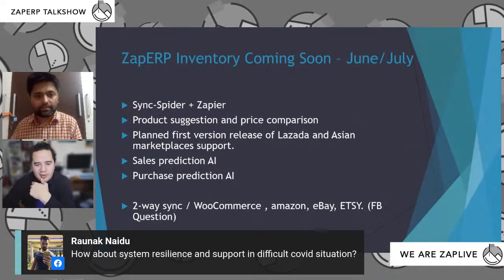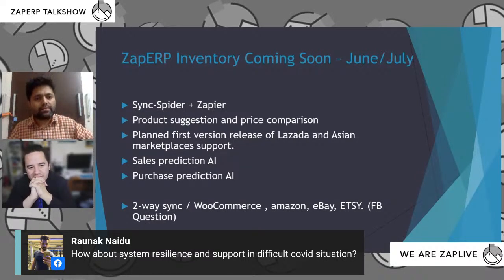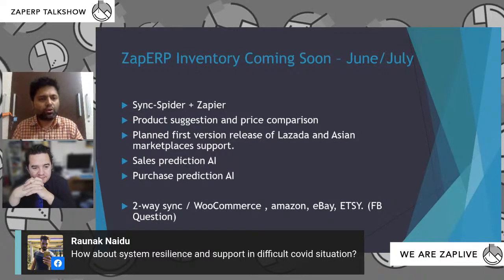All right, let's bring it back. So, SyncSpider, how are we coming along? SyncSpider is actually going pretty well. Our initial analysis is done. Initial analysis done for Zapier also. We have already started working on some of the basic structure that is needed for SyncSpider as well as Zapier. So far so good with both of them.